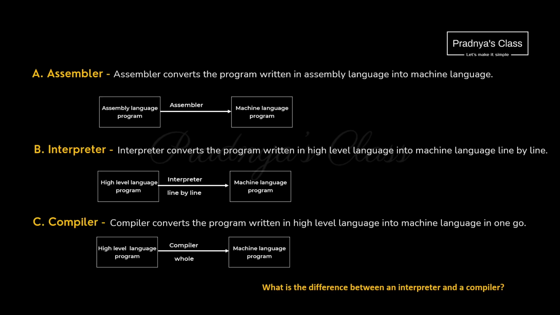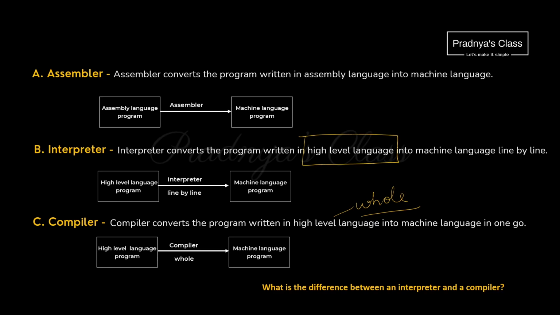And the third translator is the compiler. It also does the same task of converting high level language to machine level language. Then what's the difference between them? Interpreter takes the program line by line and converts it, whereas compiler takes the whole program at a time and converts it to the machine level language. Which are these high level languages? It can be C++, Java, Python.